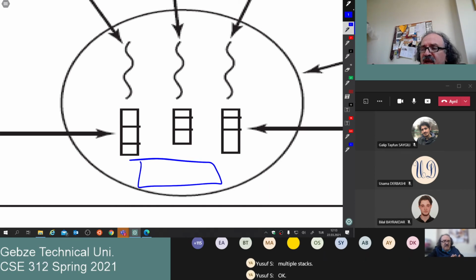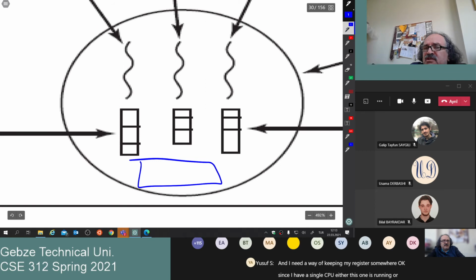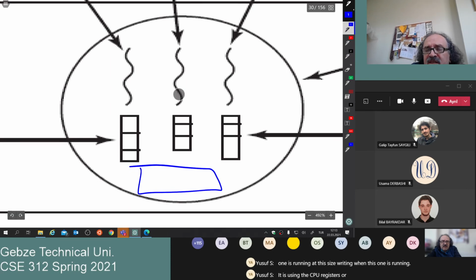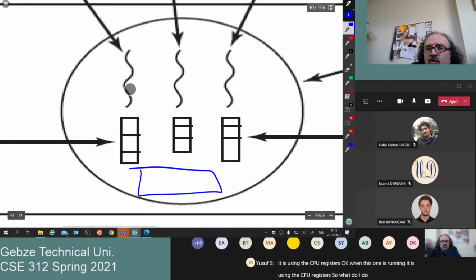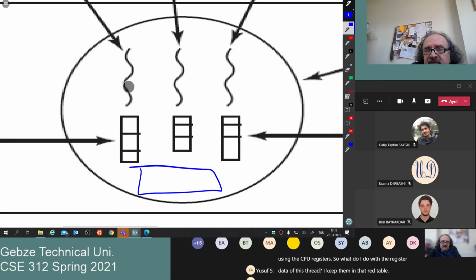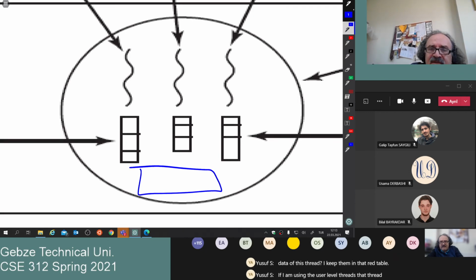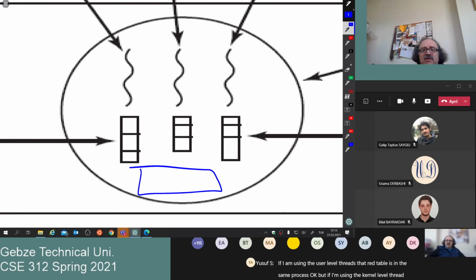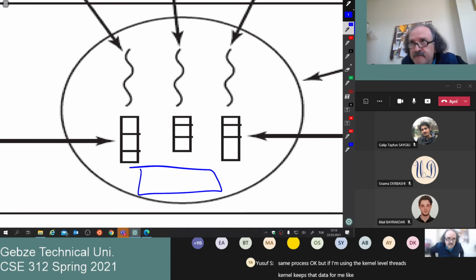And I need a way of keeping my registers somewhere. Since I have a single CPU, either this one is running or this one is running or this one is running. When this one is running, it is using the CPU's registers. When this one is running, it is using the CPU's registers. So what do I do with the register data of this thread? I keep them in the thread table. If I am using user level threads, that thread table is in the same process. But if I am using kernel level threads, the kernel keeps that data for me, like the processes.